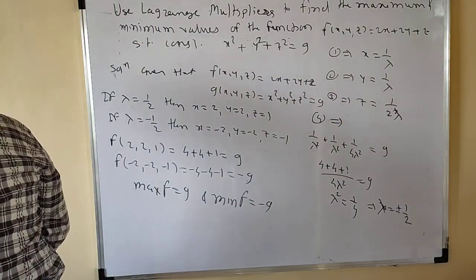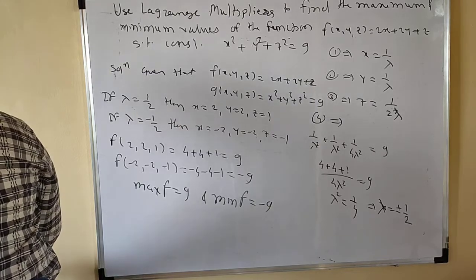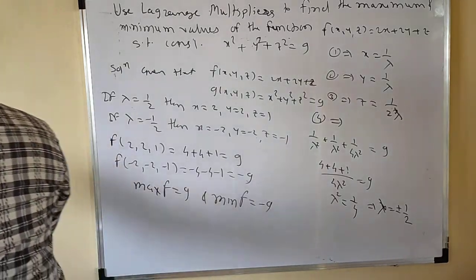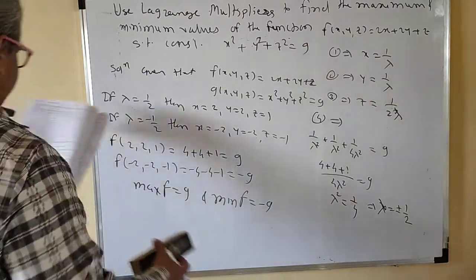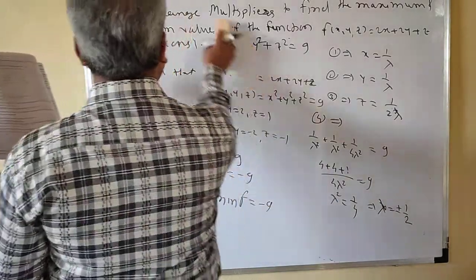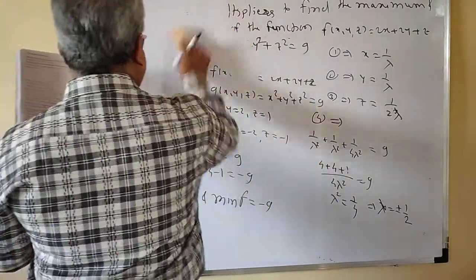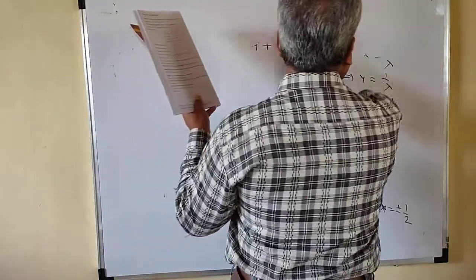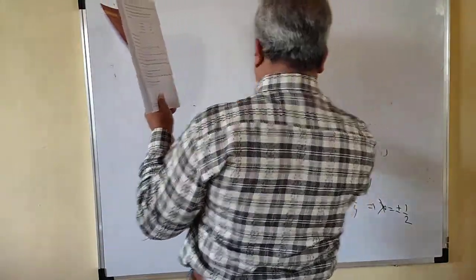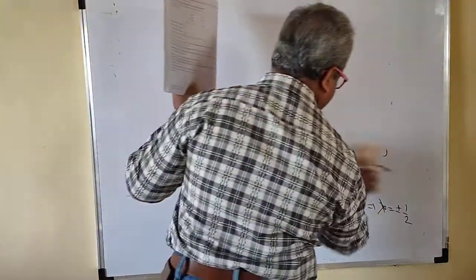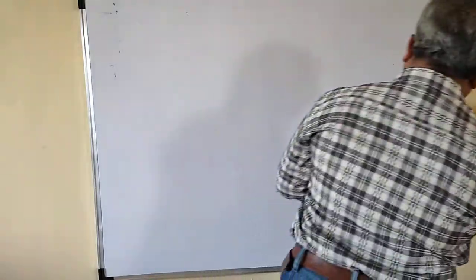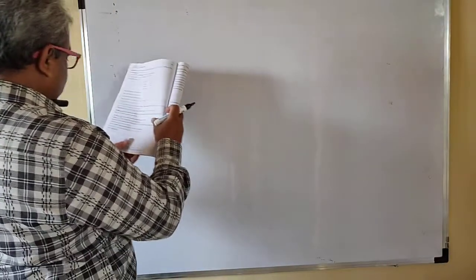So we take one more problem. Find the maximum and minimum. Here the maximum and minimum are not given, so now we are free to apply any method in this problem. Here the command is given.